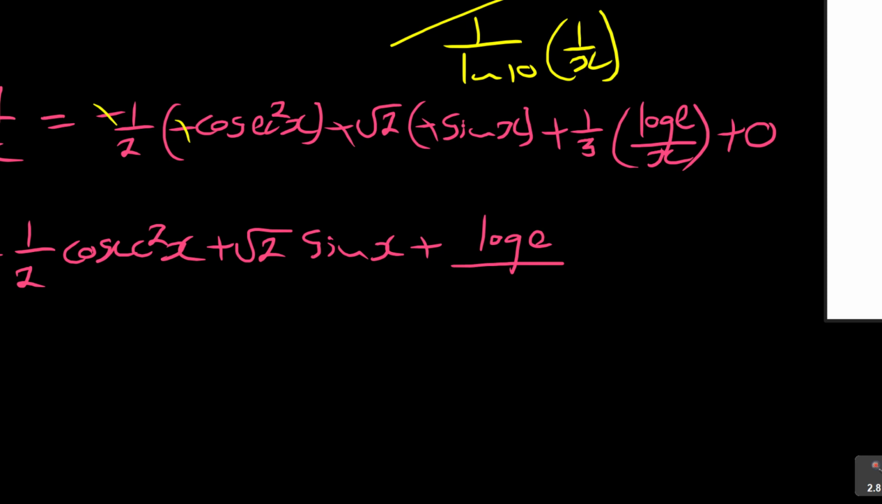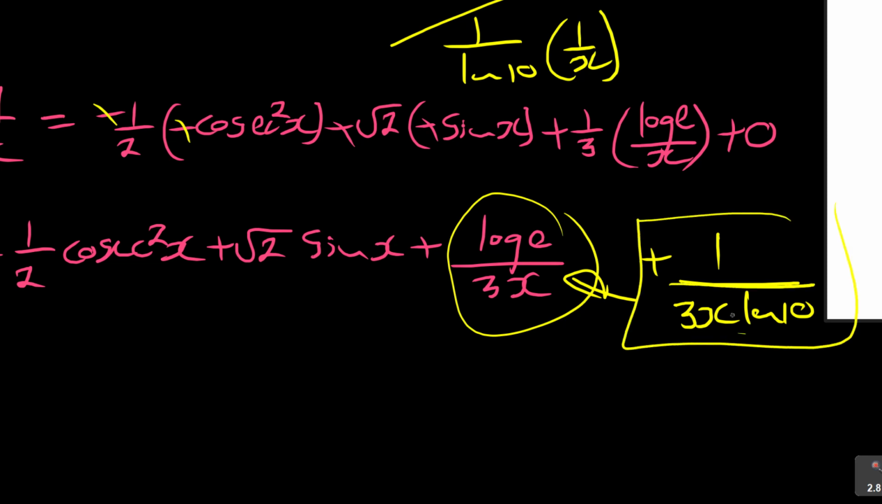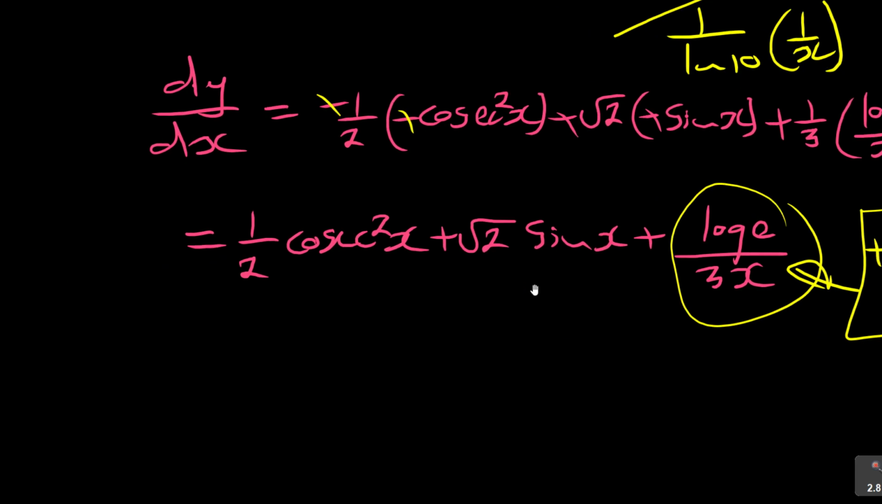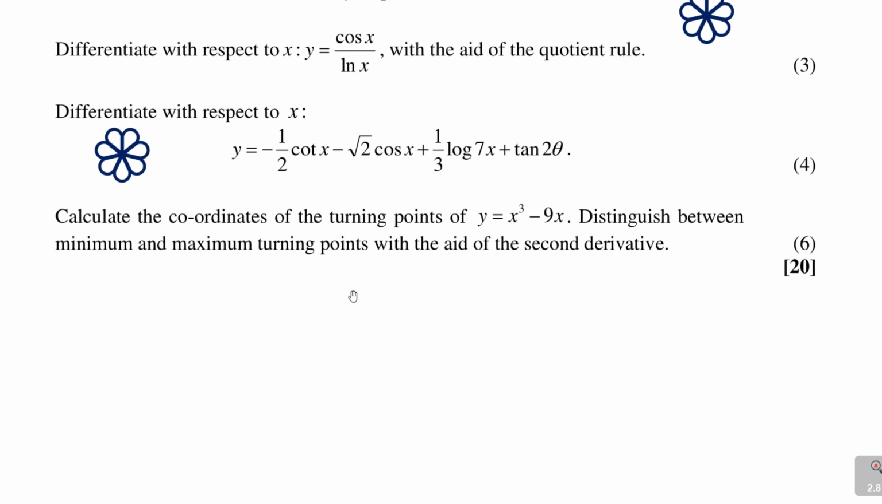And then plus log e over 3x. As I said here, you have an option, that if it was me, I would have allowed plus 1 over 3 x ln 10. To me, this is still the same. That was still going to work, because the 3 and the x will multiply into that. Alright, so that is that, guys. Give me your thoughts. What do you say?